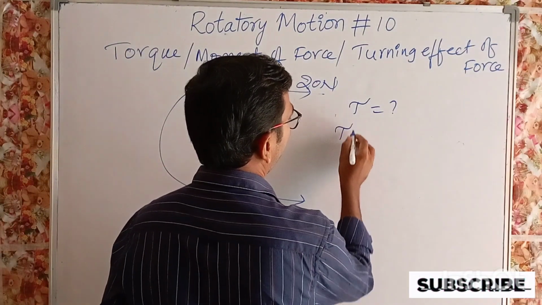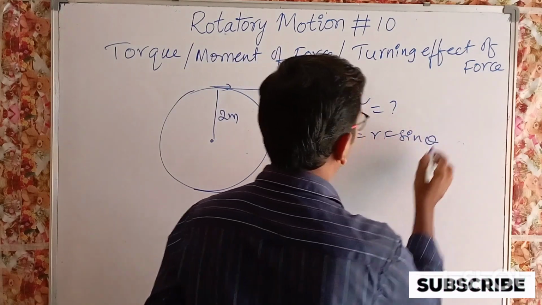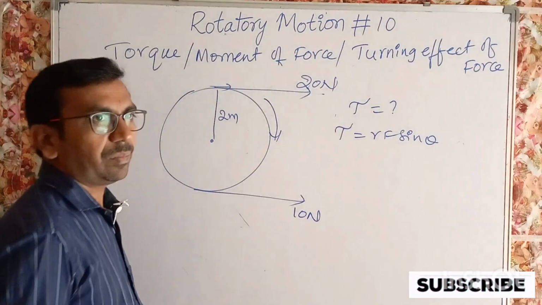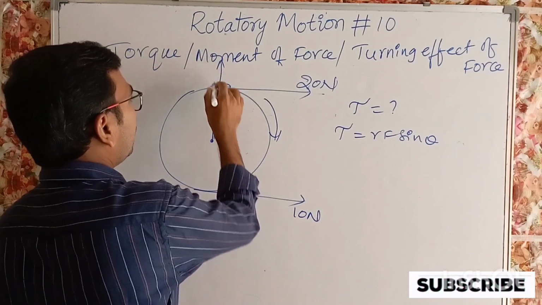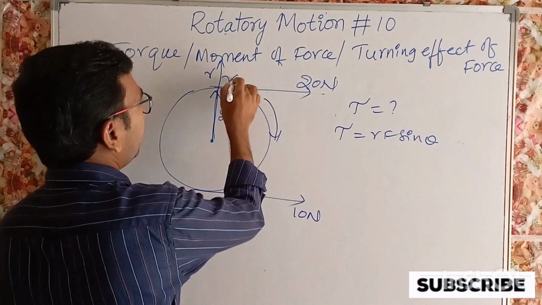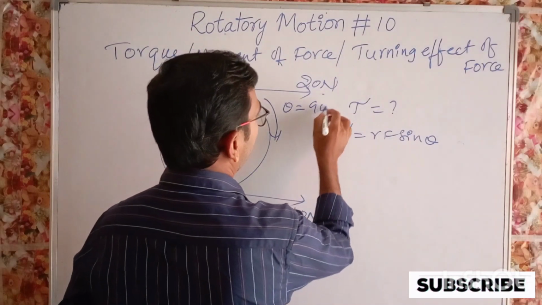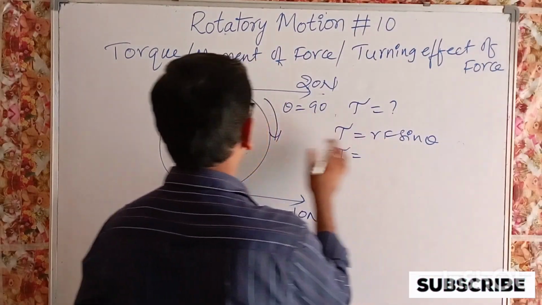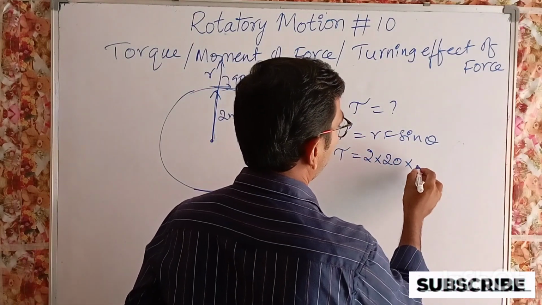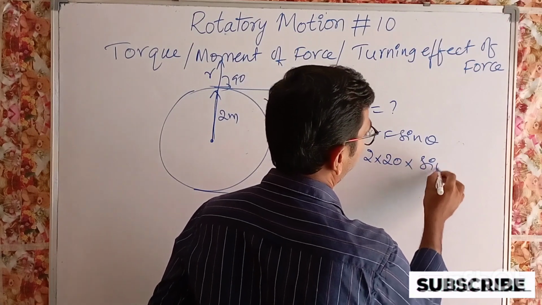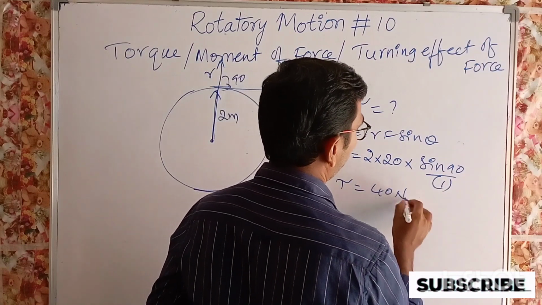So torque tau with respect to the force of 20 newtons is R F sin theta. You can find the angle between the radius vector and the force vector. This is the radius vector, extend it, this is R, and this is the force. The angle between F and R is 90 degrees. So torque tau is equal to the radius vector 2 meters, and the force 20 newtons, into sin 90. Sin 90 value is 1. So torque tau is equal to 40 newton meters.